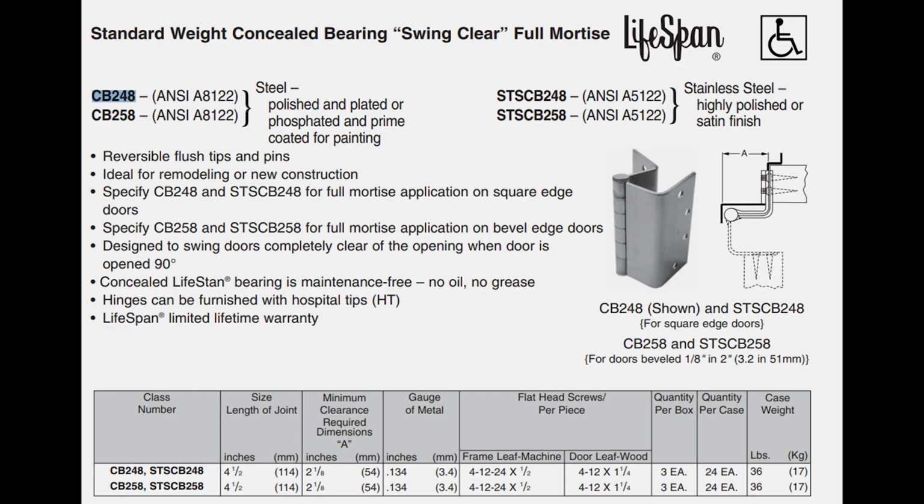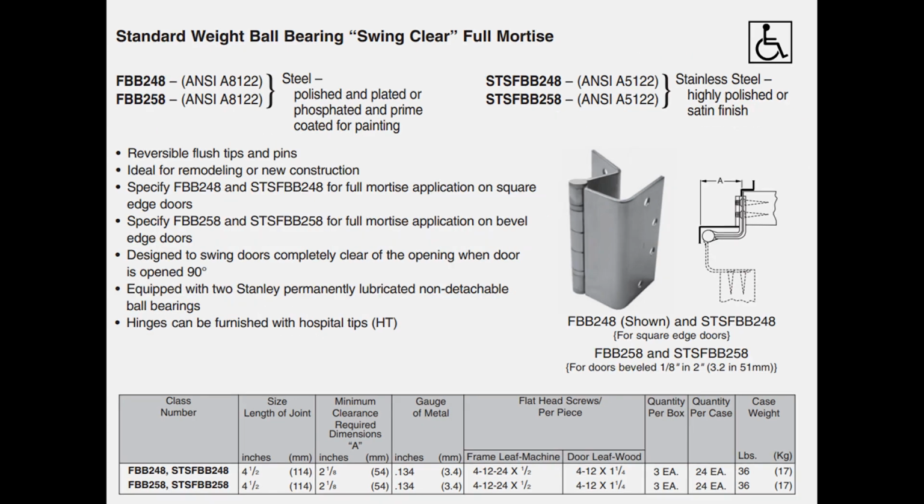The FBB, actually, it would be to do an exposed bearing in a standard weight. It would be on the 80th page, and that would get you to a standard weight swing clear full mortise. And the stainless base is the STS FBB248 on the 80th page, lower right. I see it. Alrighty. That would be good.